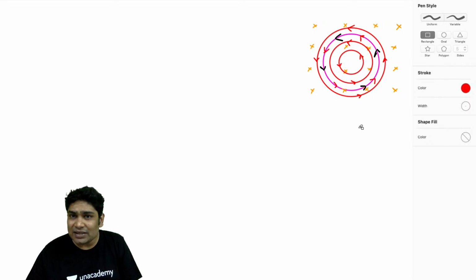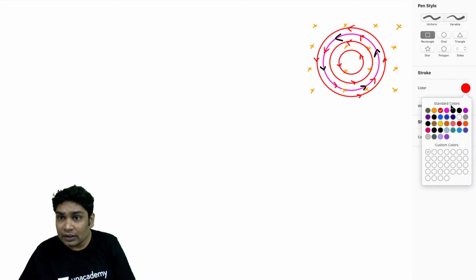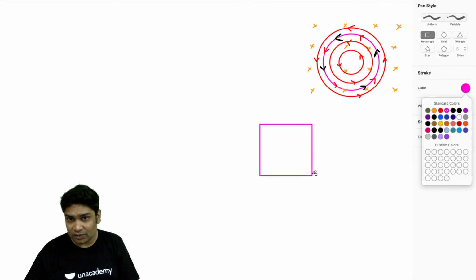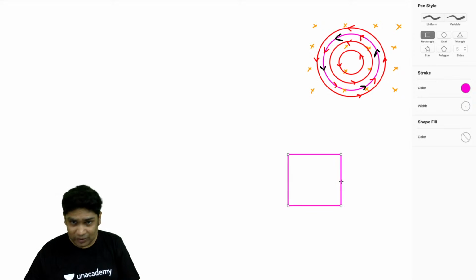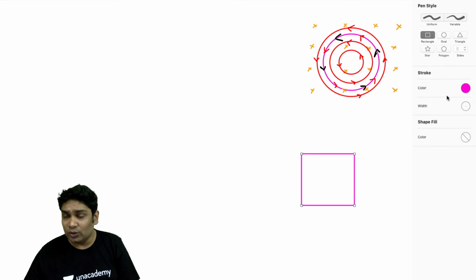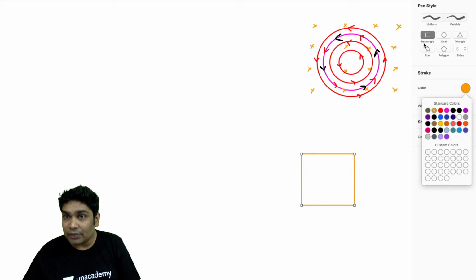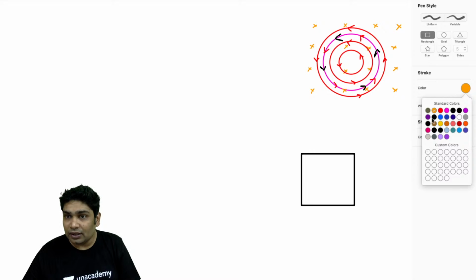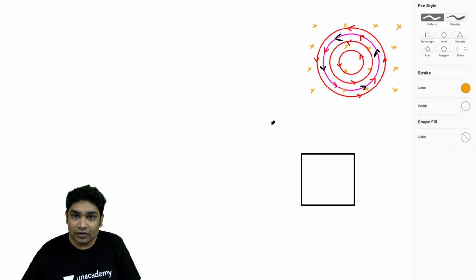Okay, so let's imagine if you had a rectangular loop, or a square loop. So imagine a square loop, and imagine that this is also kept in a uniform magnetic field. So this was the loop kept in a magnetic field again like this.